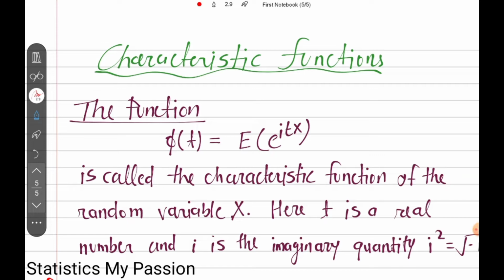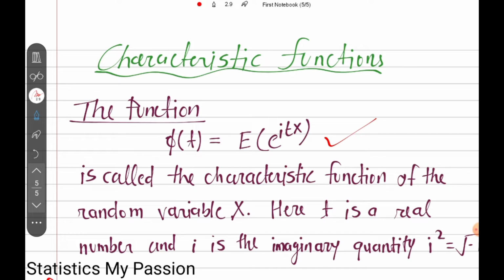In this video, we will learn about the characteristic function. It's the most usable function in statistics. So, what is the characteristic function? In a simple way, we can write it in this form: phi(t) is equal to the expectation of e to the power itX, and it's called the characteristic function of the random variable X.